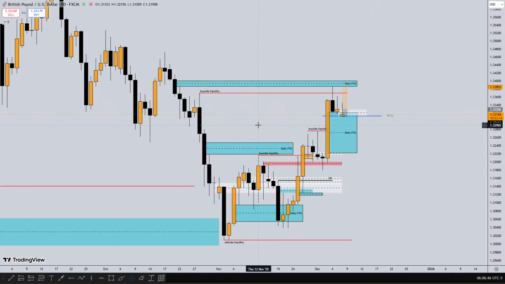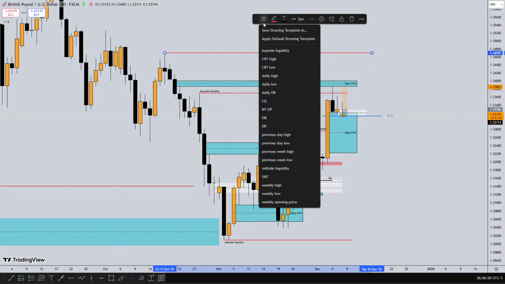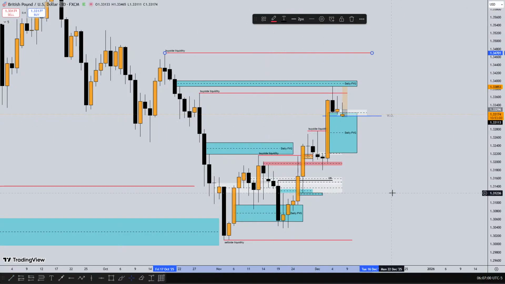So going into this week, I'm really betting it all on price trading higher to run the buy side liquidity on Euro USD and GBP USD. I just need the week to be a trending week.